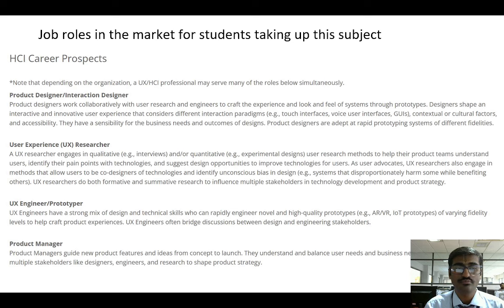Job roles, you can see: product designer or interaction designer, user experience researcher, UX engineer, prototyper, and product manager. These are the various job roles that you can expect to appear in your job search list. Altogether, this is a totally theoretical subject for 6th semester, and if you are interested in a career in UI UX, and UI UX doesn't restrict anybody from applying, so across branches anybody can apply, or anybody can learn this particular concept. With this, I close my presentation. Thank you for your patient listening.